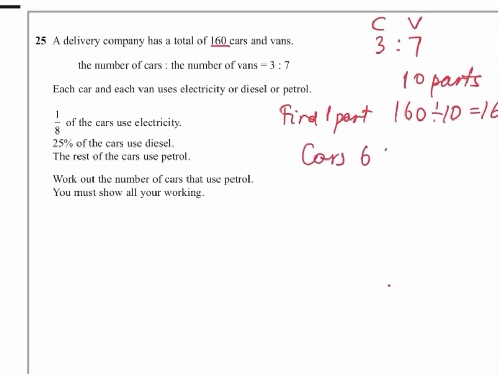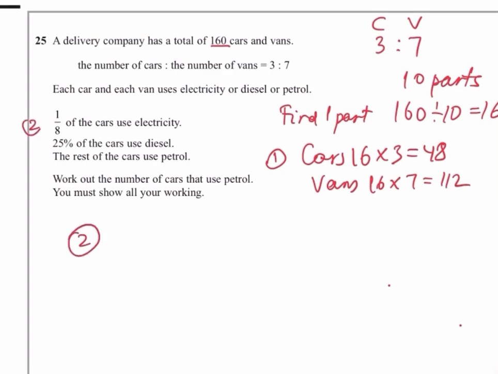So now we're going to substitute 16 into the first part for the car. 16 times 3, because there are 3 parts for the car, is 48. So we don't really need to work out the vans here. We just need the cars. Or you can write the ratio again, 48 to 112.